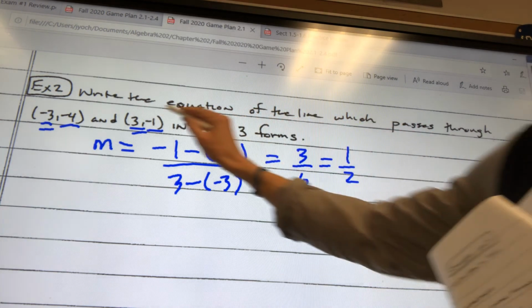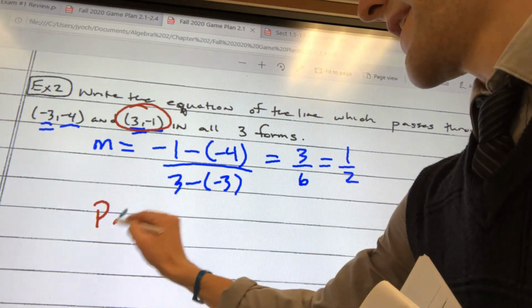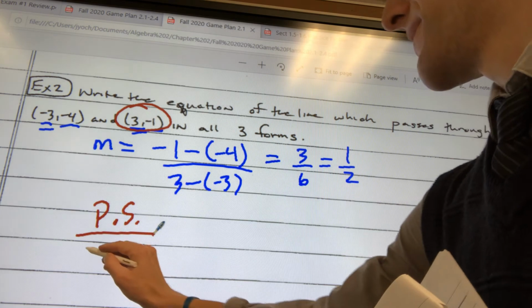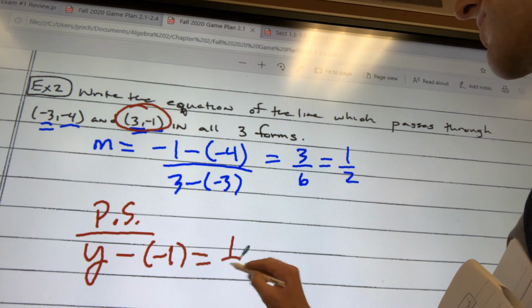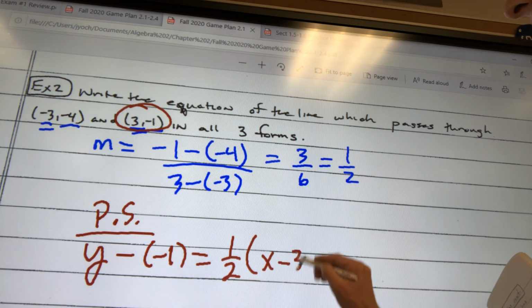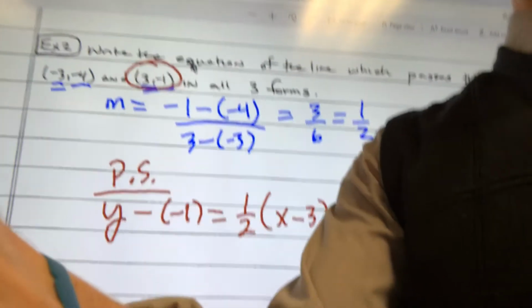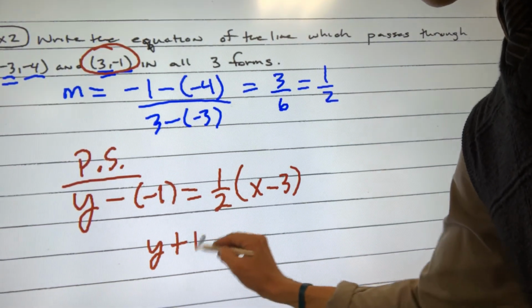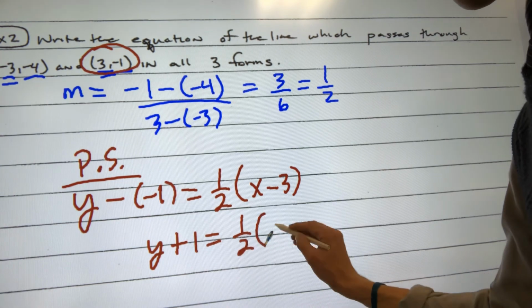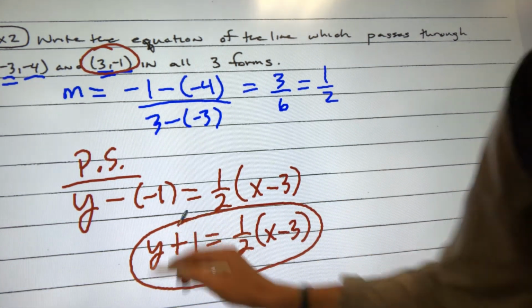Pick a point to work with. I'm going to work with that. So point slope form, PS, my first one, would be y minus the y value is equal to the slope times x minus the x value. So I'm going to move that down here. Y plus 1 is equal to 1/2 x minus 3. That is point slope form. Highlight it.